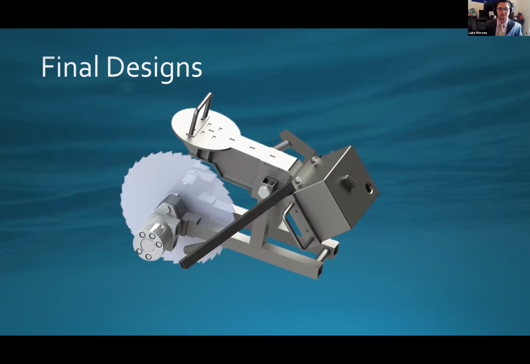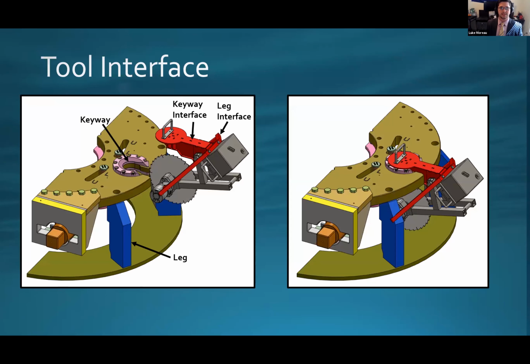So I want to go into the components that go into this tool. First, you can see the keyway and the keyway interface. That eliminated most of the degrees of freedom, but not all of the degrees of freedom for this tool. So we decided to interface with the legs using the legs interface. This eliminated the entire degree of freedom and ultimately gave us a base to operate off of.